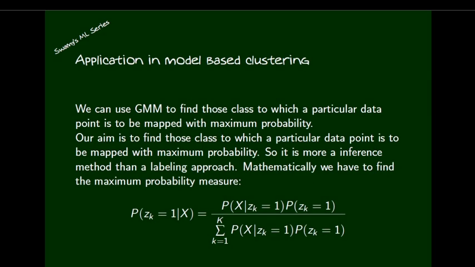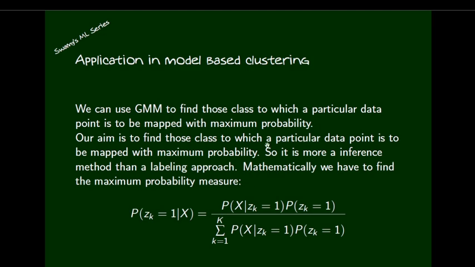The applications in model-based clustering. One of the important uses of this Gaussian mixture is to develop model-based clustering. So this derivation itself supports application of Gaussian mixture model in soft clustering. We can use GMM to find those classes to which a particular data point is to be mapped with maximum probability. We find out that probability, then we assign a data point into the cluster in which the probability is maximum.